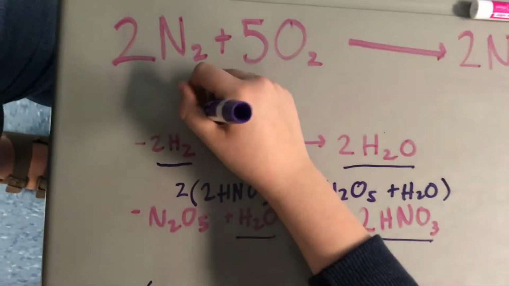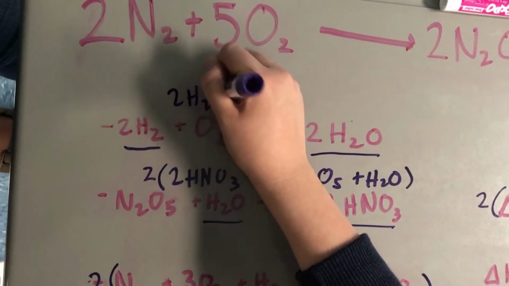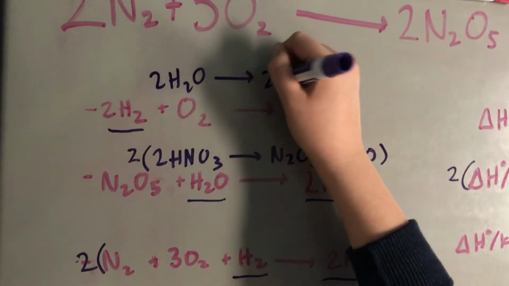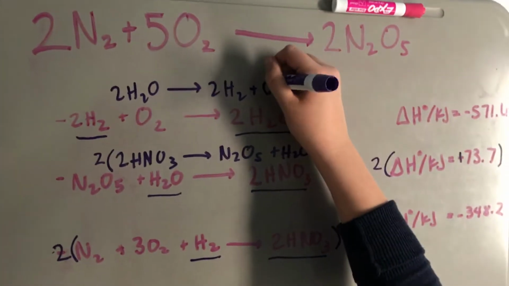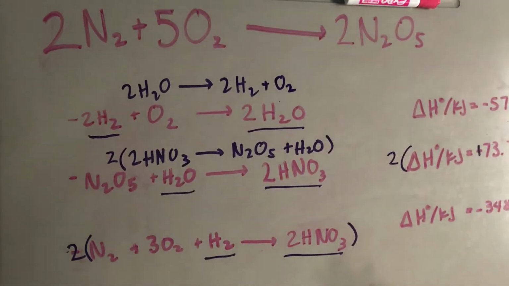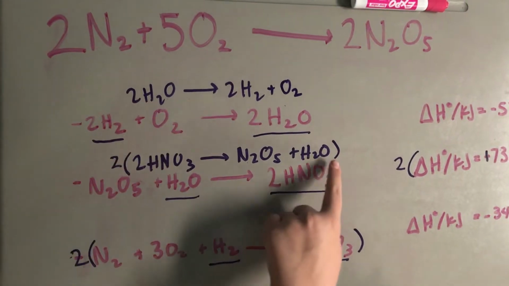Okay, so for this top one, we're going to have to flip it. So we're going to result in 2H2O yields 2H2 plus O2, so that the 2 H2Os can cancel.